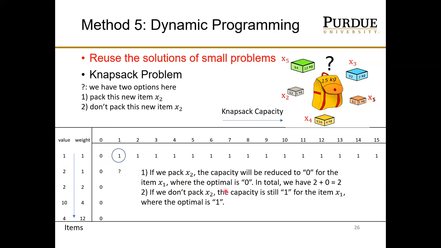If we don't pack it, then the capacity is still 1, right? It's the same, because we don't pack it, then that'll be 1. And this capacity will determine the rest atom will be the first atom, right? So for the small problem with capacity 1 and 1 atom, we know the solution is 1. So which means the optimal is 1.